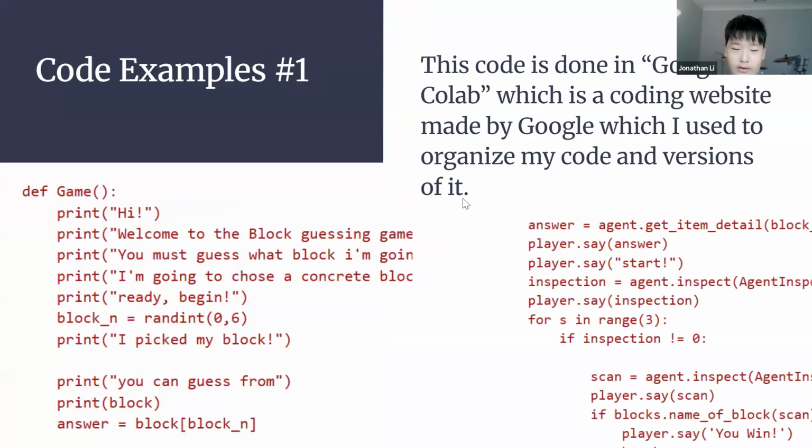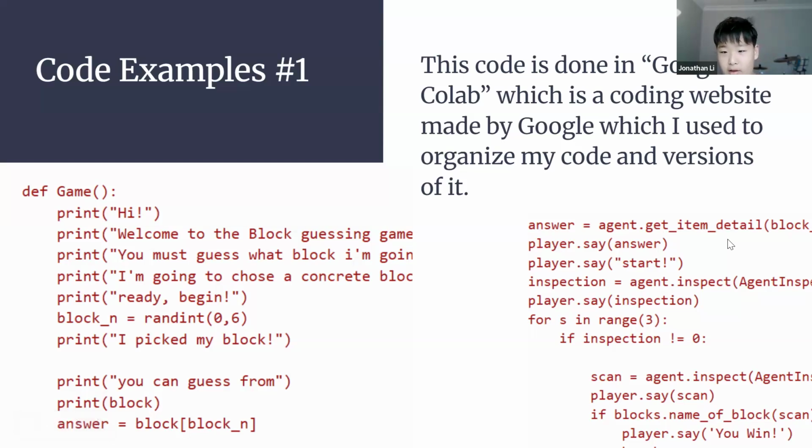So this is my code example. This is the first code that I built inside of Minecraft by pasting it into my Colab, which is Google Colab, a coding website made by Google that is free, and it helps me organize my code and versions of the final project. First we have the function called game, which is the whole game and helps me organize it. We have the first introduction, and then the random trigger, which detects a random number and lists out the block answer. The answer is the block list above with block n, which is the number, which gives an answer.